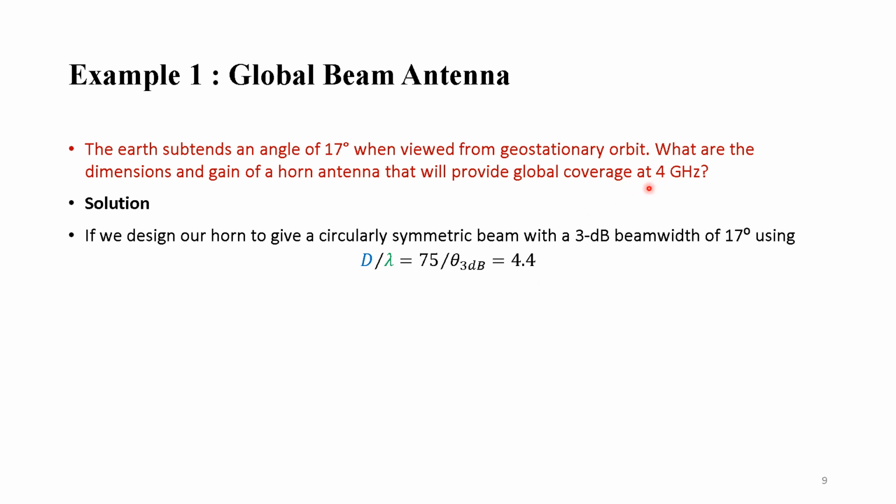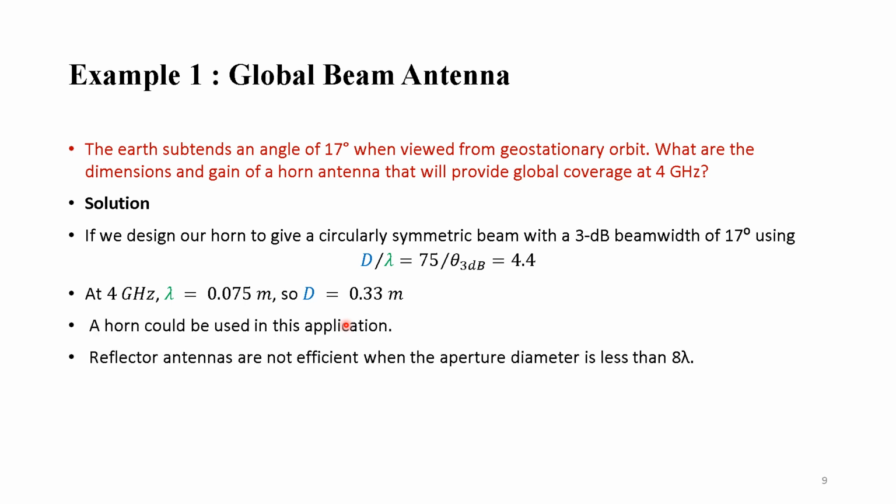But now we have a frequency of 4 GHz. We can use the speed of light, c equals lambda f, to come up with lambda, which is nothing but 0.075 meters, sorry, it's going to be 7.5 centimeters. And the dimension of the antenna will be 4.4 times that number, which is 0.33 meters. So you can think now of the size of the antenna that we are after.